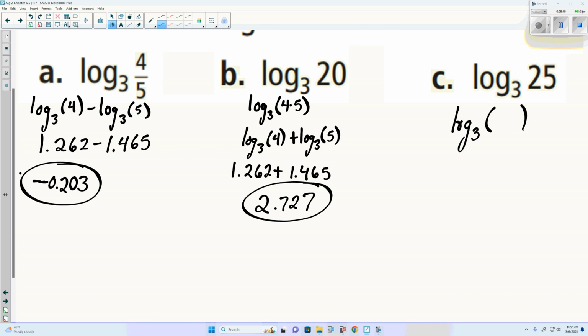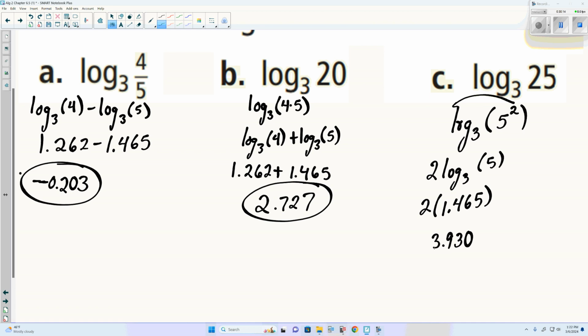All right, let's look at this next one here. 5 times 5, or we could say 5 squared. Here we could do 2 times log base 3 of 5, which is going to be 2 times 1.465. Carry the 1, carry the 1. And it should be 3.93.